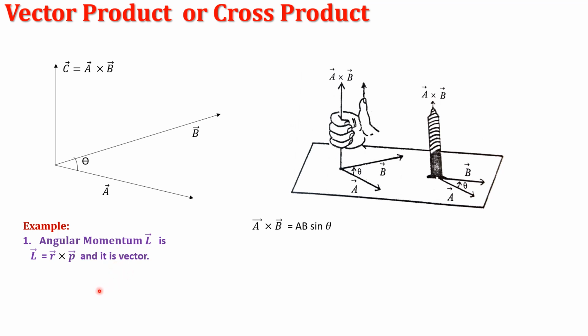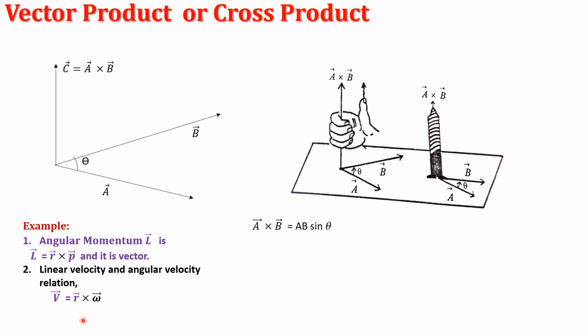Second example, the relation between angular velocity and linear velocity. That relation also gives a vector term, that is, vector V is equal to vector omega cross R. R is the position vector. What is omega? Angular velocity. Hence the relation between angular velocity and linear velocity gives a vector term, the linear velocity vector, which is equal to the cross product of two vectors.